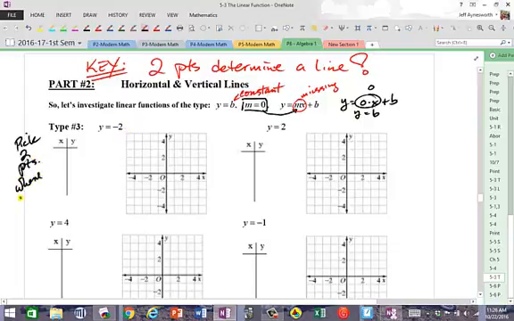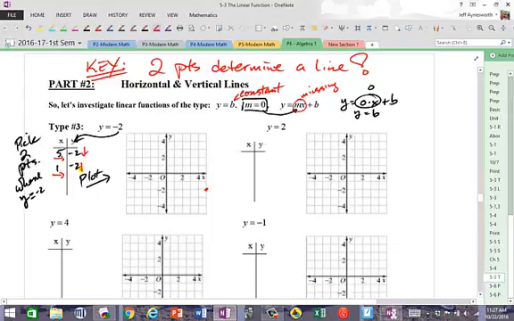I'm going to just make some up. How about 5, negative 2? How about 1, negative 2? So keep y negative 2, and you pick any x value. X can be any value here. And now plot them. So you have 5, negative 2, right 5, down 2, right here. And then we go right 1, down 2. So right 1, down 2 is right here.